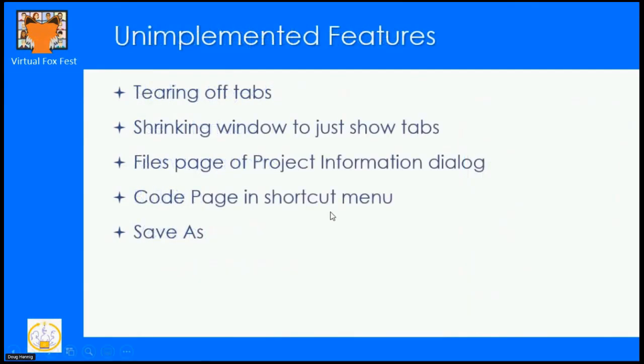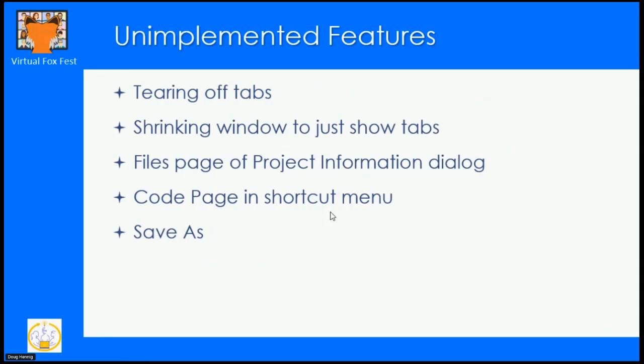Oh, sorry. One thing before we move on to add-ins, let's talk about some unimplemented features. So a few things that the project manager does that I decided not to implement in Project Explorer. One is tearing off tabs. There are no tabs, so there's nothing to tear off. I've never actually used that functionality personally, so I didn't implement it. Shrinking the window to just show the tabs. Again, I don't see a whole lot of benefit to that. I usually leave the project manager open. So if somebody can make a good case for that, I might think about it, but I've never used it myself.